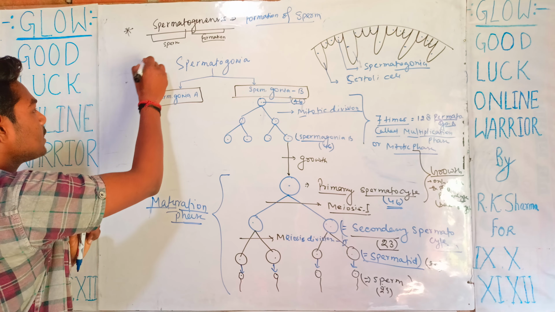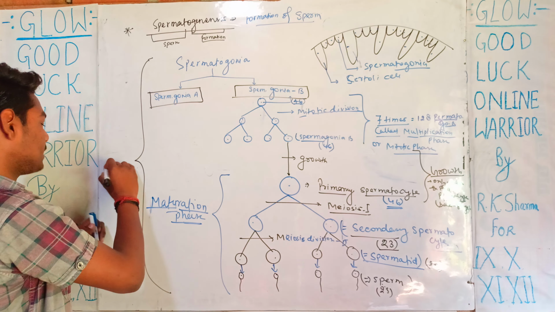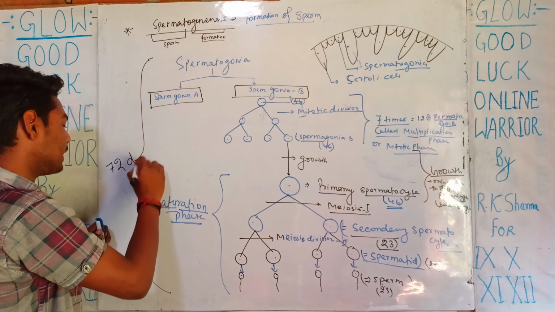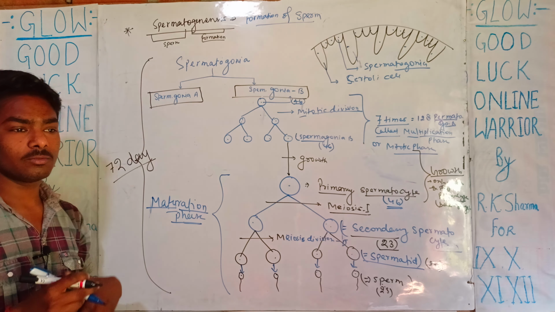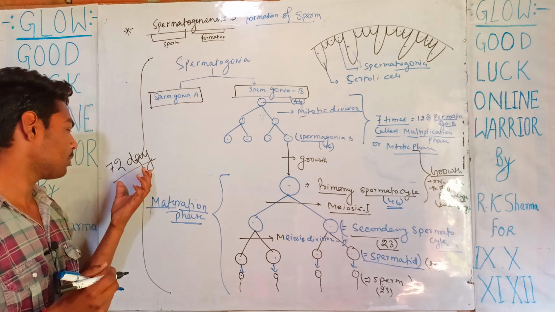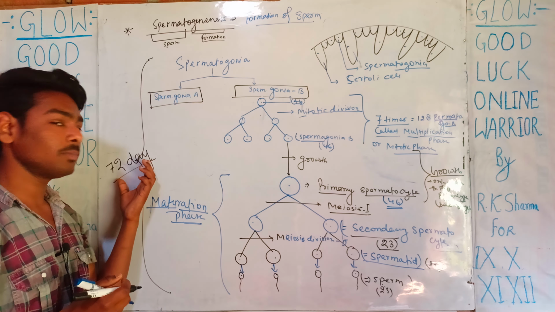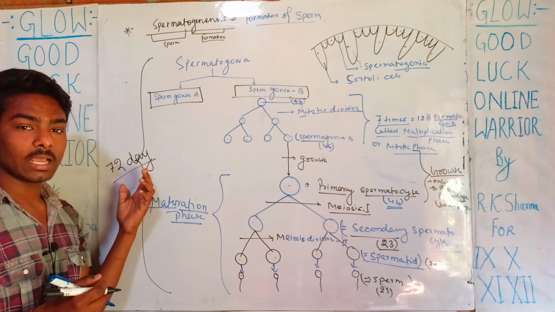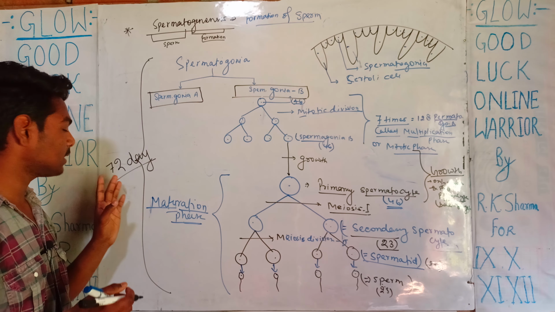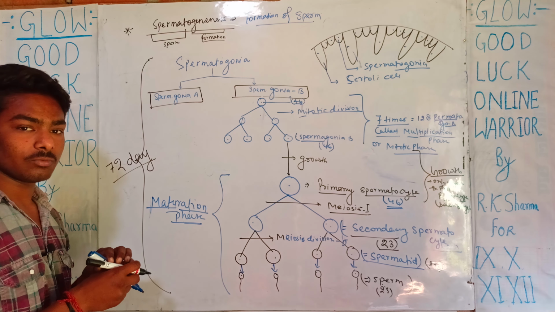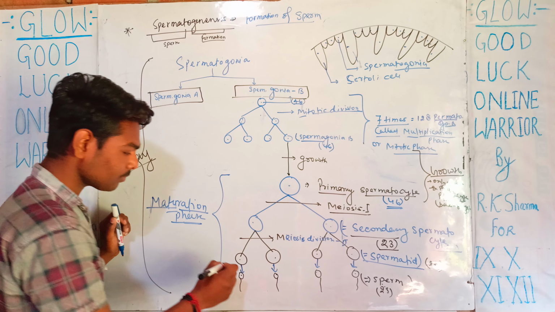And the whole process will take 72 days. So many of you have understood that the formation of a sperm takes 72 days, and now you understand how the sperm is formed and how it takes 72 days.